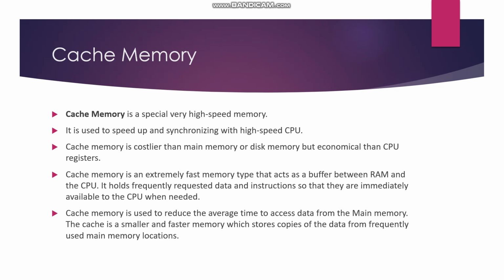Cache memory is an extremely fast memory type that acts as a buffer between RAM and the CPU. It holds frequently requested data and instructions so that they are immediately available to the CPU when needed. Cache memory is used to reduce the average time to access data from main memory. The cache is a smaller and faster memory which stores copies of the data from frequently used main memory locations.